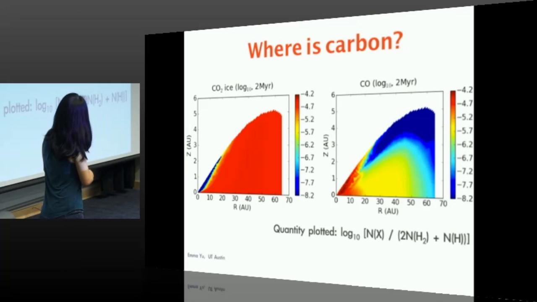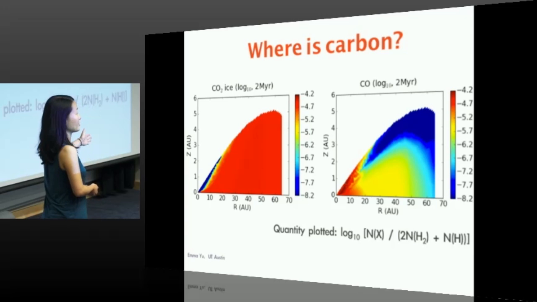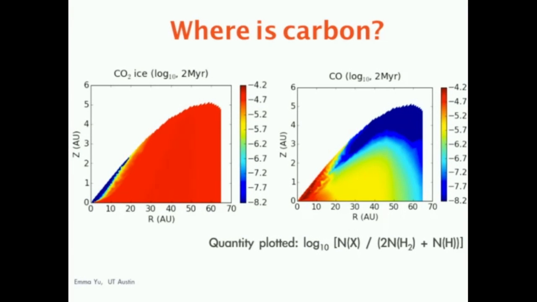So this is what we found. Now we're seeing a cut of the protoplanetary disk. So we're only seeing the cross section. And then the quantity plotted here is the number density of the species divided by the total proton number density. So we're seeing the abundance here. And minus 4.2, the right color here, is the input abundance. So red means a lot, and blue means the certain species is depleted. So we're having a lot of carbon dioxide ice, and it turns out that's inherited from the cloud phase chemistry model.